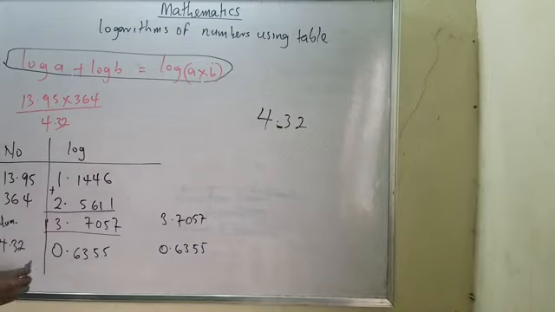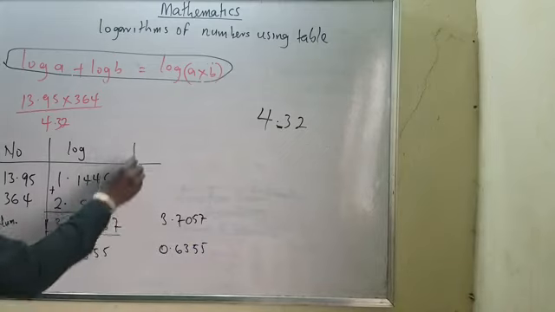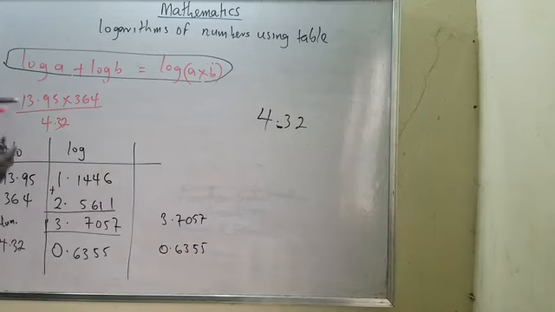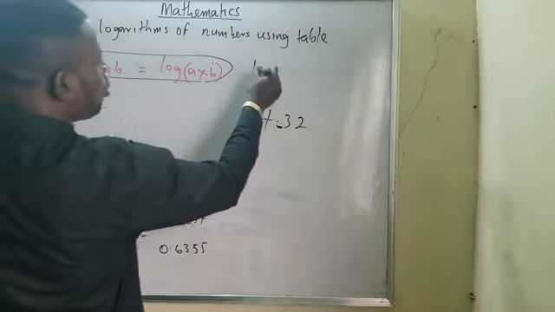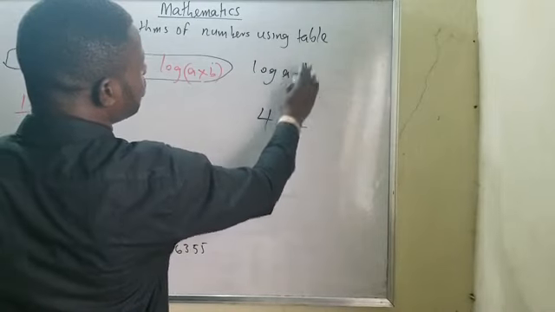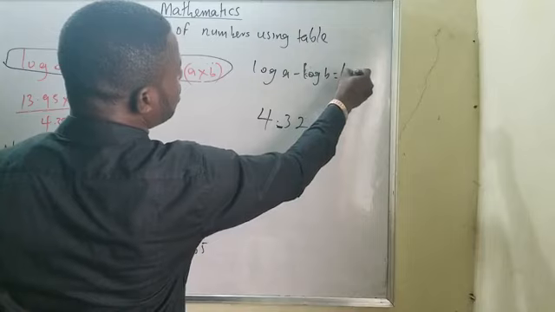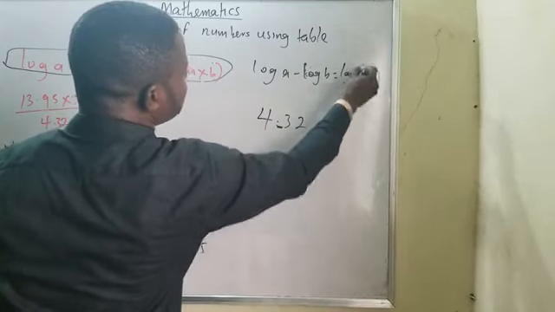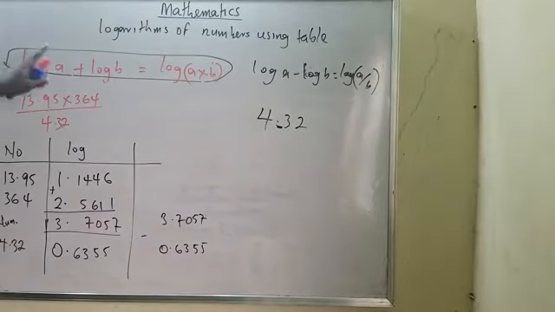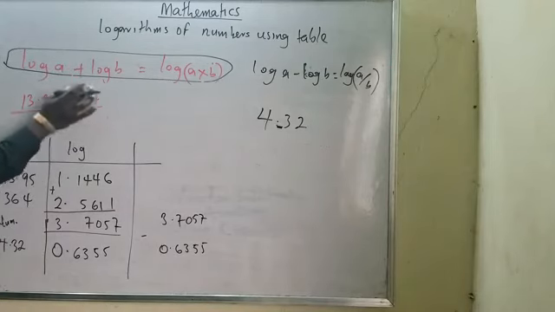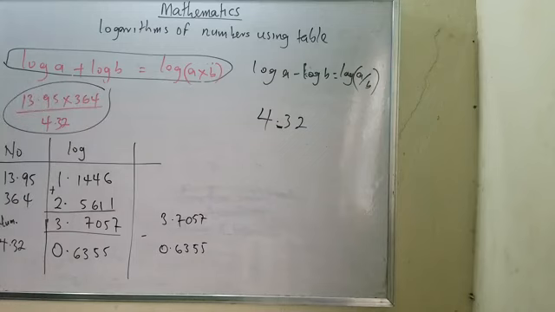Now, since I have it this way, the next thing I will do is this and this, they are in the form of division. It means I will be subtracting the two. Don't forget that if I have log A minus log B, it will give me log A divided by B. Please take note of that. This is for addition, this is for multiplication. Anywhere you see division, it will be minus, and multiplication will be plus.